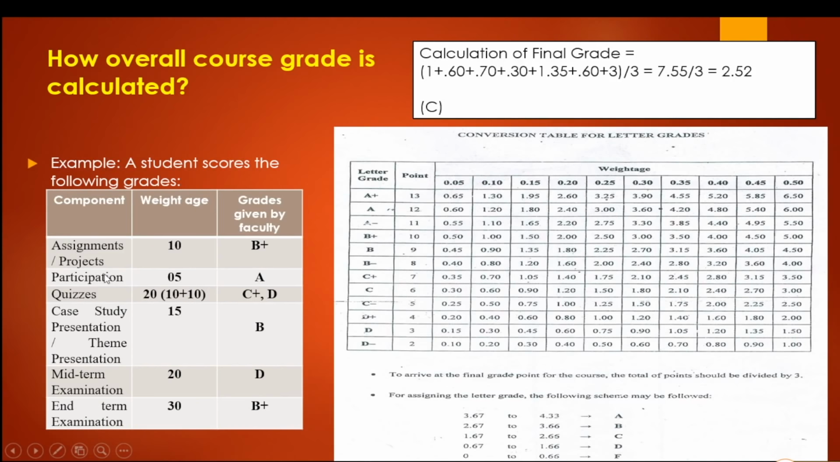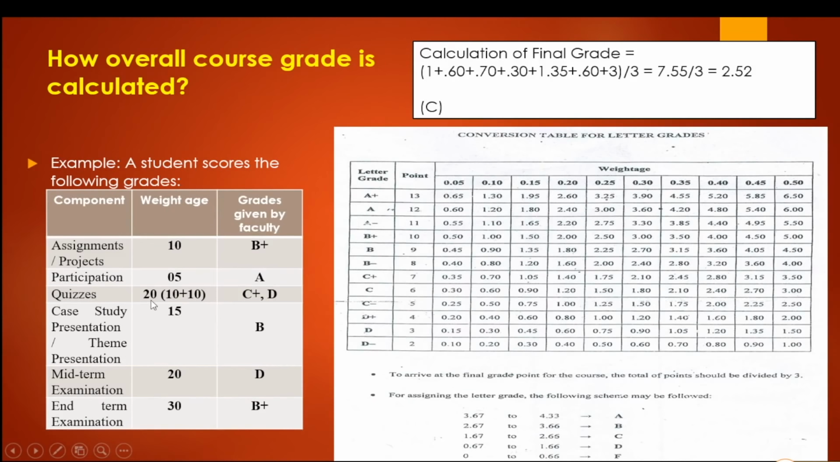Now for participation, the student has got A grade and the weightage was 5. So A grade weightage was 5 and he has got A grade, so it becomes 0.60. Now see here, I have put 0.60. Okay, I will discuss one more.